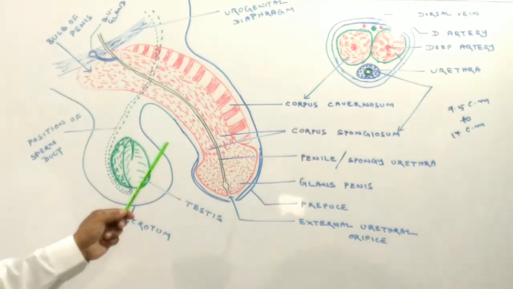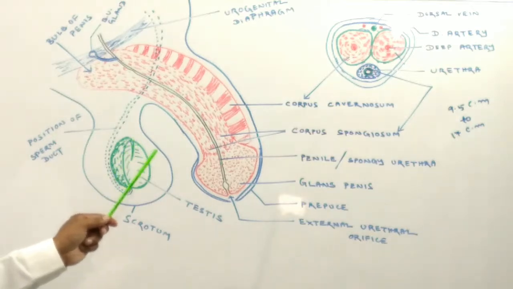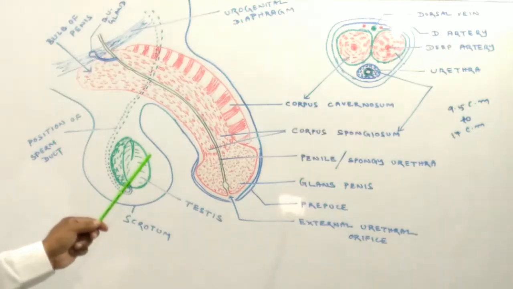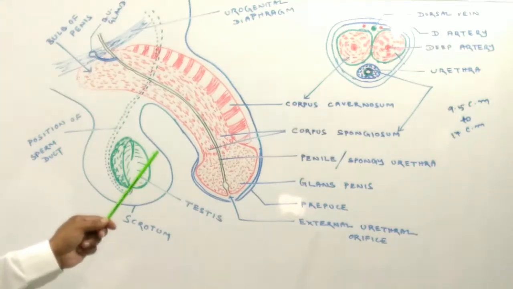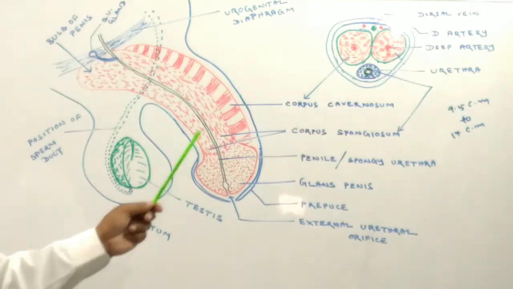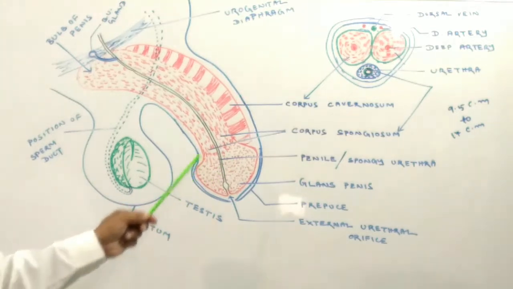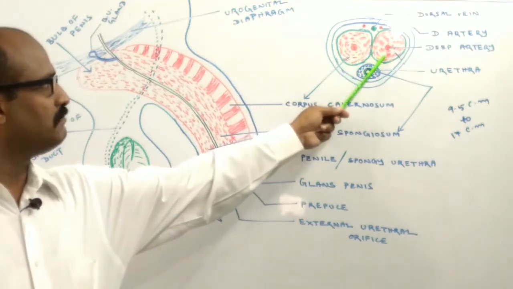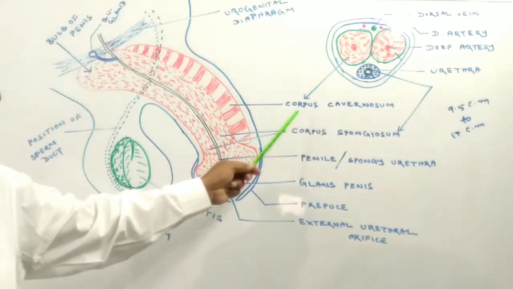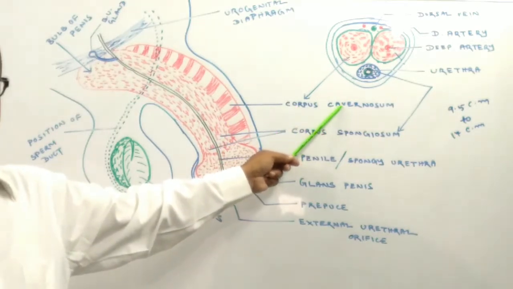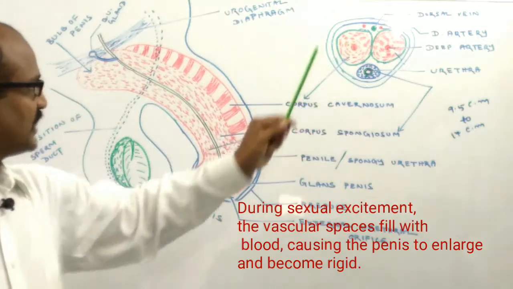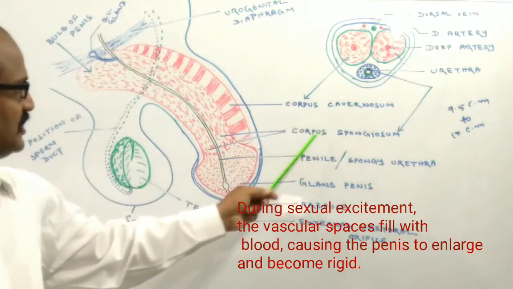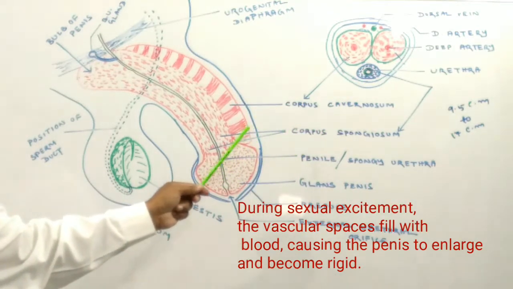Internally, the penis consists of the spongy urethra and three long cylindrical bodies, corpora, of the erectile tissue, each bound by tunica albuginea. So this is the penis which has three muscles. The paired muscle is known as the corpus cavernosum, present at the dorsal side, and the unpaired muscle around the urethra is known as the corpus spongiosum.